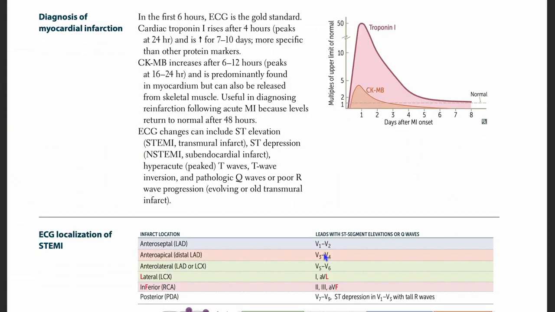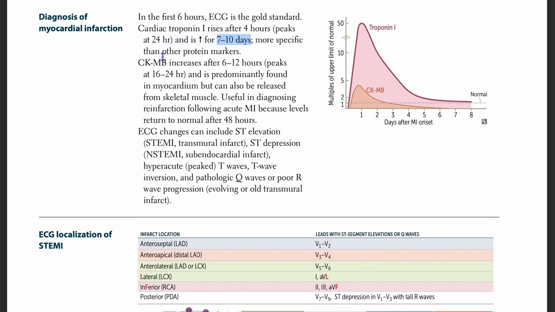So how do you diagnose it, right? So what is troponin or CKMB? That's what we're gonna learn about here. So in the first 6 hours, ECG is the gold standard. If a person comes in with chest pain or pain in their arm and back or jaw, anyways we do ECG for that. So the next thing you can do is cardiac troponin I, which rises after 4 hours. So you can check troponin levels. It rises after 4 hours, peaks at 24 hours, and is increased for 7 to 10 days in your body. Okay, after a heart attack.